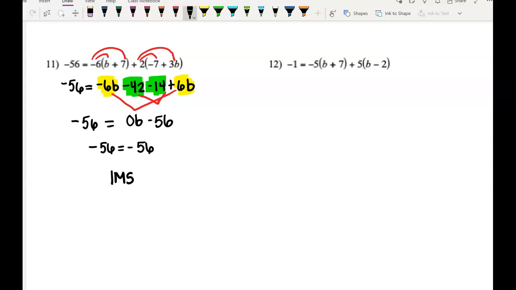Okay, number 12, we got one more in that same set. We've got to distribute. I've got to distribute the negative 5 to the first set of parentheses and the positive 5 to the second set of parentheses. So I have negative 1 equals negative 5b minus 35 plus 5b minus 10.